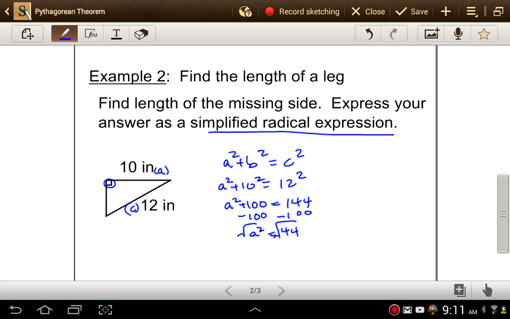Remember, when you simplify a radical expression, you want to break it down into products that are perfect squares. Use as many perfect squares as you can. If you are done copying down example 2, move on to our last example, example 3.